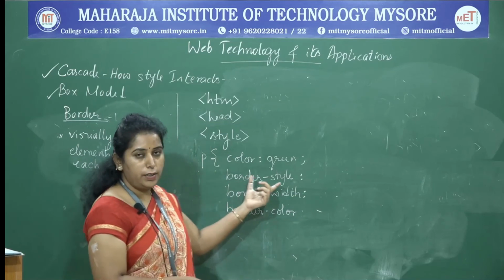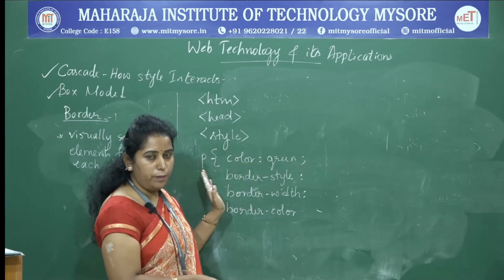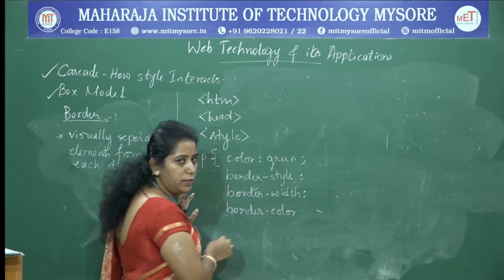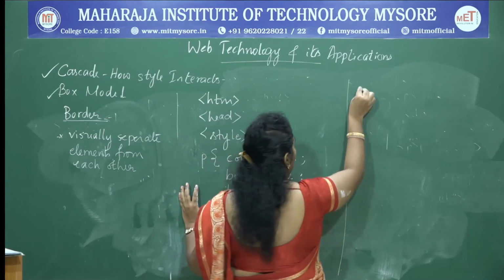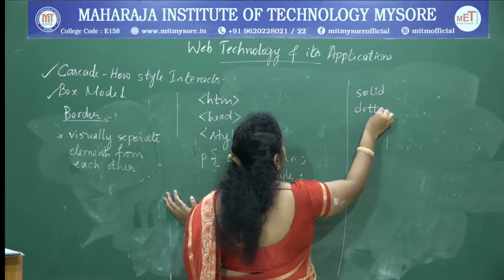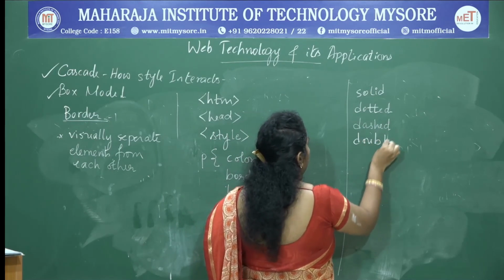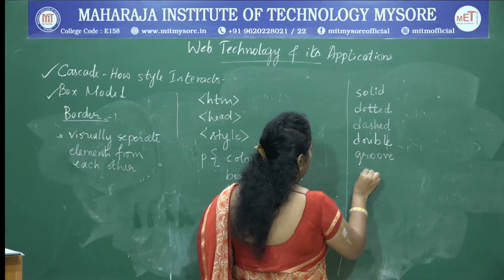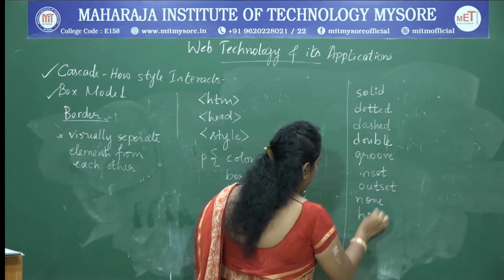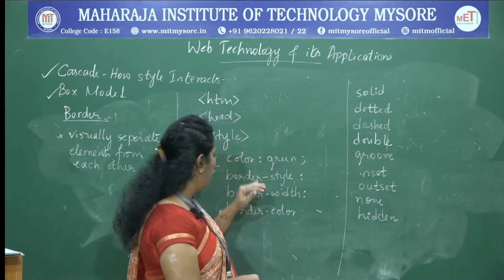Now border style is used for styling the border. You can set the style for 4 sides of the border, or you can set any sides of the border, it depends. Border style has a variety of values. I am going to shortlist those. One is solid, another one is dotted, dashed, double, groove, inset, outset, none, hidden. You can use any one as a value for a border style.